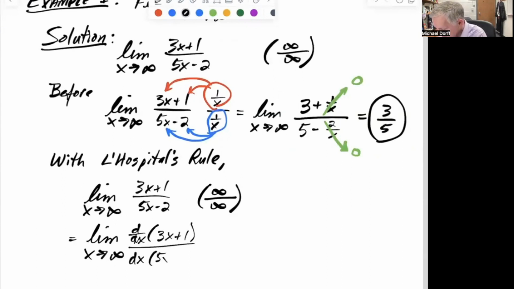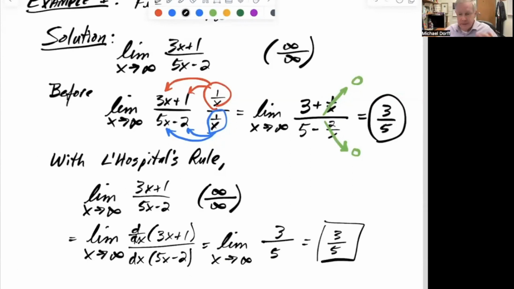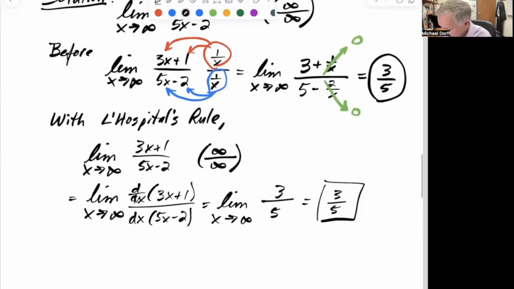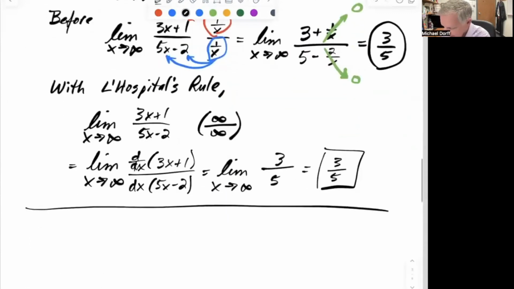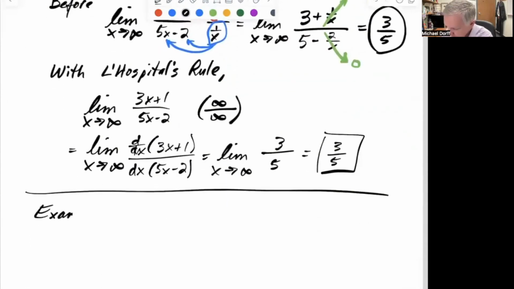So my original limit is equal to the limit of the derivative of the top over the derivative of the denominator. The derivative of 3x + 1 is 3, and the derivative of the denominator, 5x - 2, is 5, and so I get the answer 3/5. That's really simple and straightforward, and I like that example a lot. So let's do a little bit more complicated example showing L'Hopital's rule.